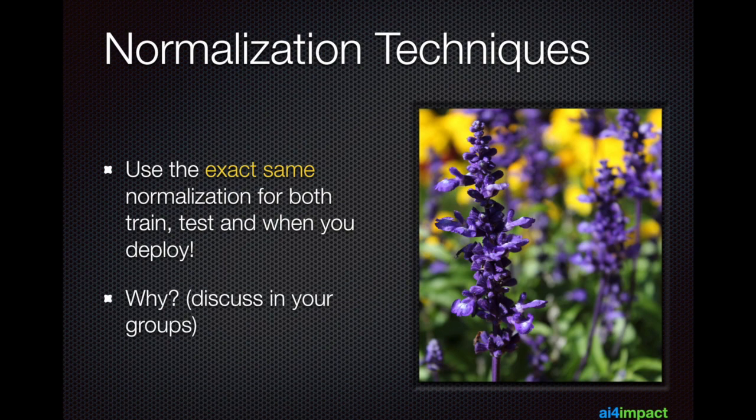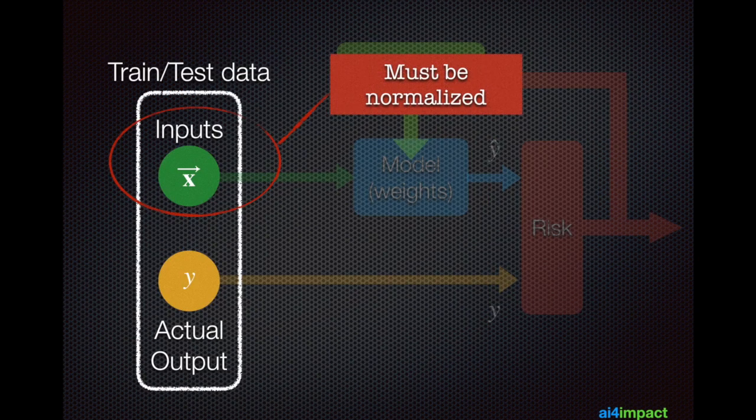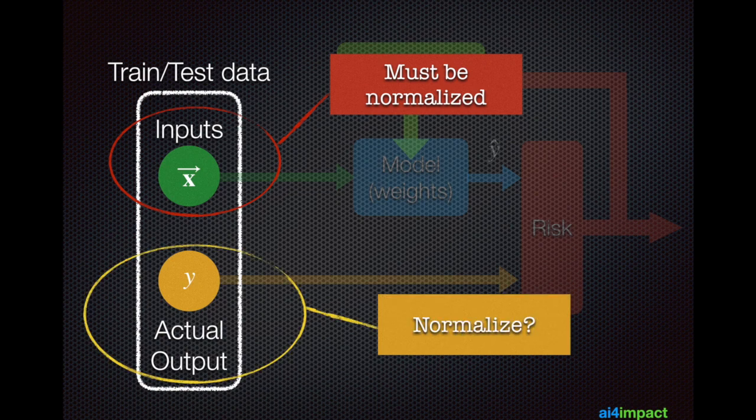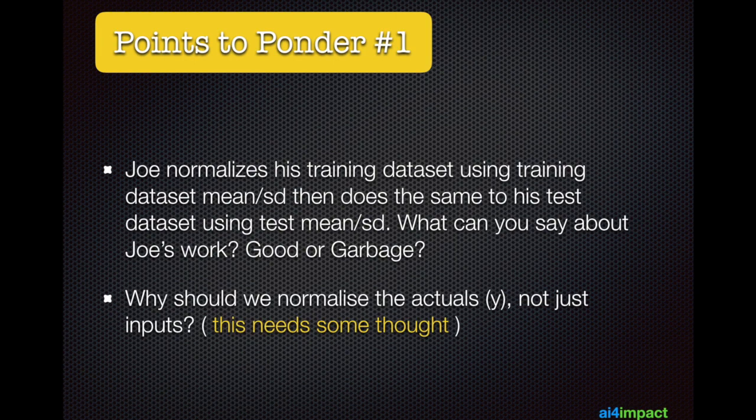I'd encourage you to discuss this aspect in your groups. I have a question next for you. You're quite familiar now with the inputs that need to be normalized, but what about the outputs? Do they need to be normalized as well? Yes, they do. Suppose Joe normalizes his training data set using a training mean and SD, and then does the same for his test data set, but using the test mean and SD. What can you really say about Joe's work? Good or not? Next, should we normalize the actuals, the Y's, not just the inputs? I'd like you to give this some thought, and we can discuss this in the forum.